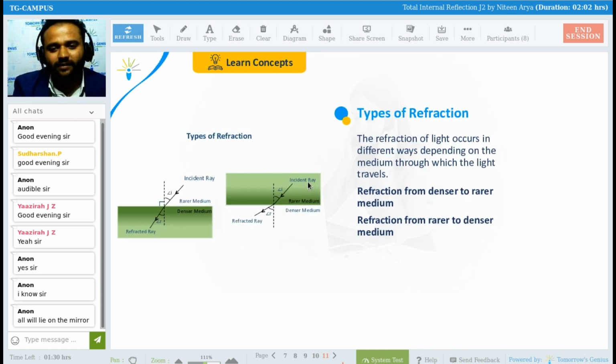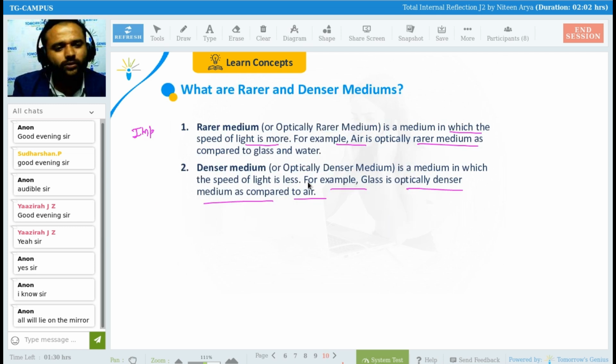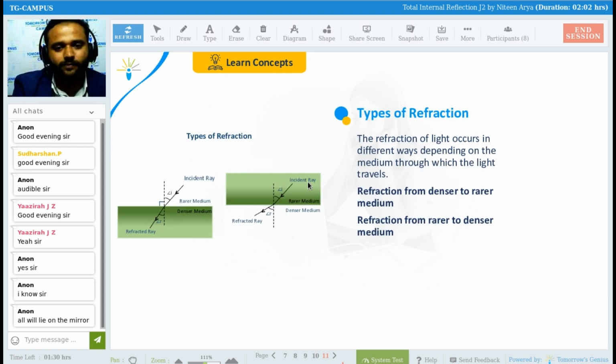See, I can run through this because you know these definitions, and I hope you know these definitions, because that is the main thing we need to focus on. So, types of refraction. The refraction of light occurs in different ways depending on the medium through which the light travels. Refraction from denser to rarer medium or refraction from rarer to denser medium. So those are the two types you can focus on.